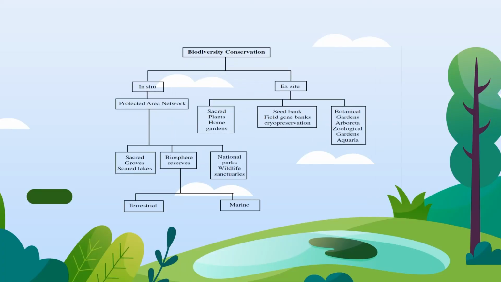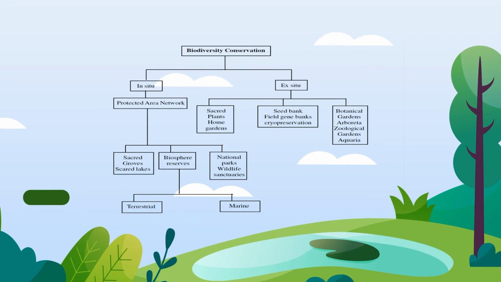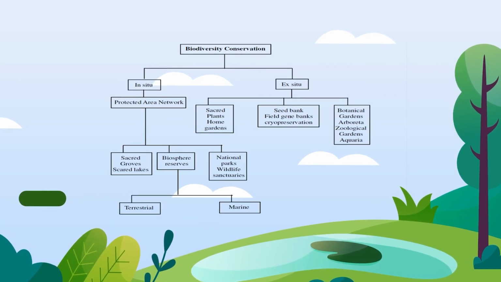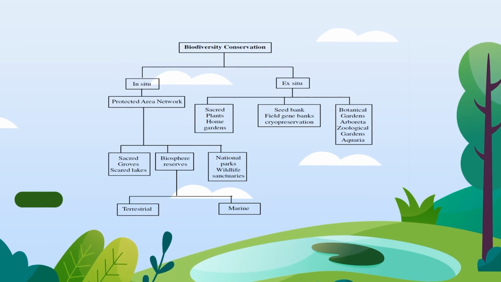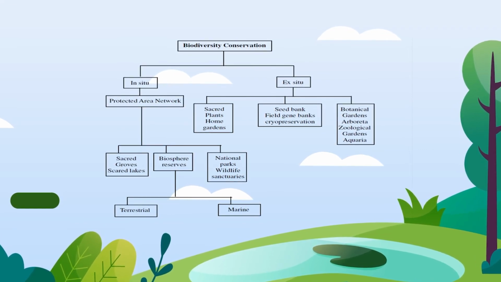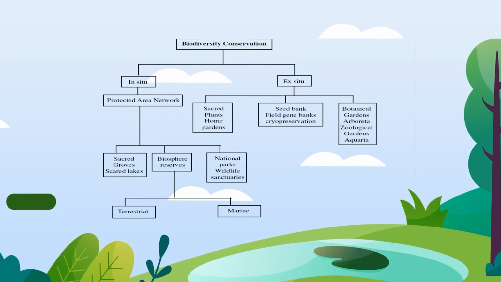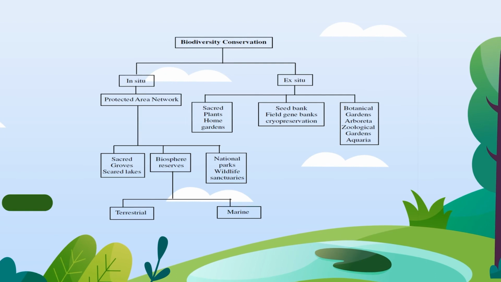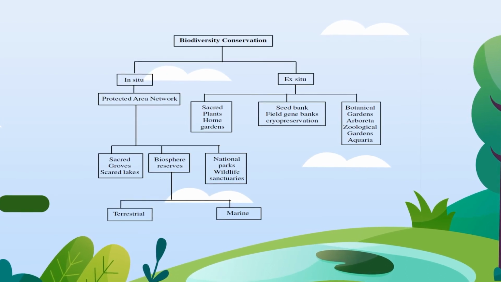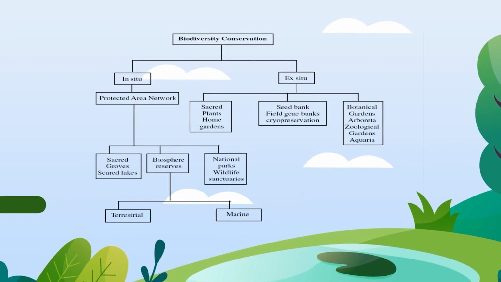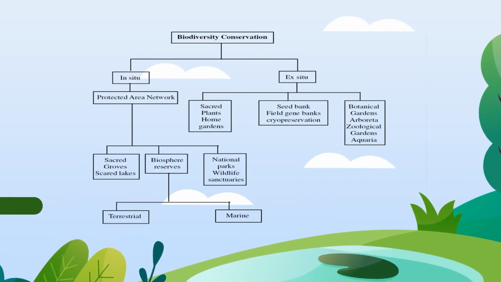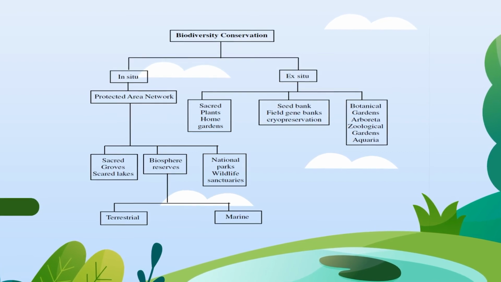So the point is, this diagram summarizes the approaches and strategies of biodiversity conservation, in situ and ex situ. You'll be able to understand from here. In this session, we learned that there are two basic approaches to biodiversity conservation, or conservation of biological diversity: one is in situ, another is ex situ conservation. With this, I'm sure we will be able to understand the basic concepts of different approaches of biodiversity conservation.